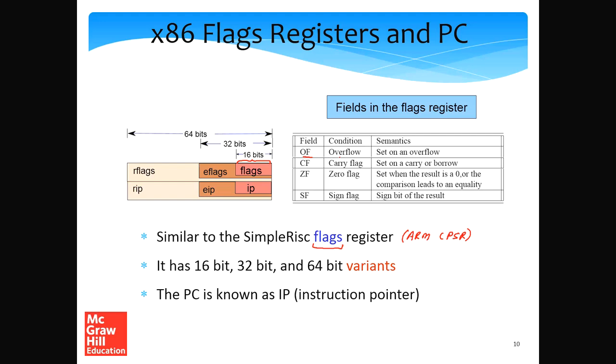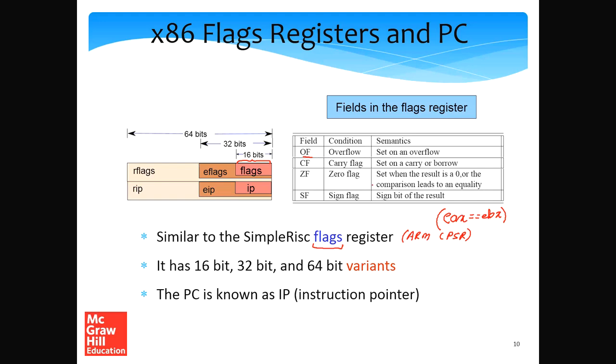Then we have the zero flag ZF, which is set when the result of a comparison, or the result of any other instruction which can set a flag, has led to an equality. So let's say we are comparing A and B, or in terms of assembly language, we are comparing registers EAX and EBX. If EAX is equal to EBX, I'm writing equal to in C style, that is, if EAX and EBX are the same value, the zero flag will be set.